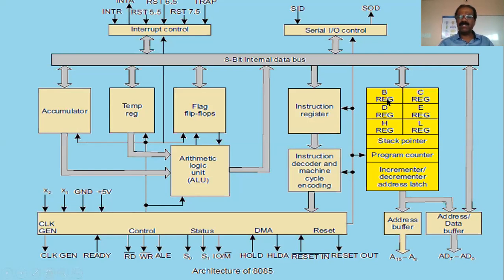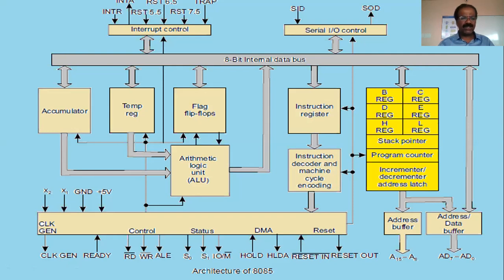Basically in this case, I'm going to concentrate on these registers B, C, D, E, H, L, and accumulator. Then I'm going to write a program to transfer data from accumulator to B register, B to C register, C to D register, D to E register, like this. The size of each register is 8-bit, that is nothing but 1 byte.